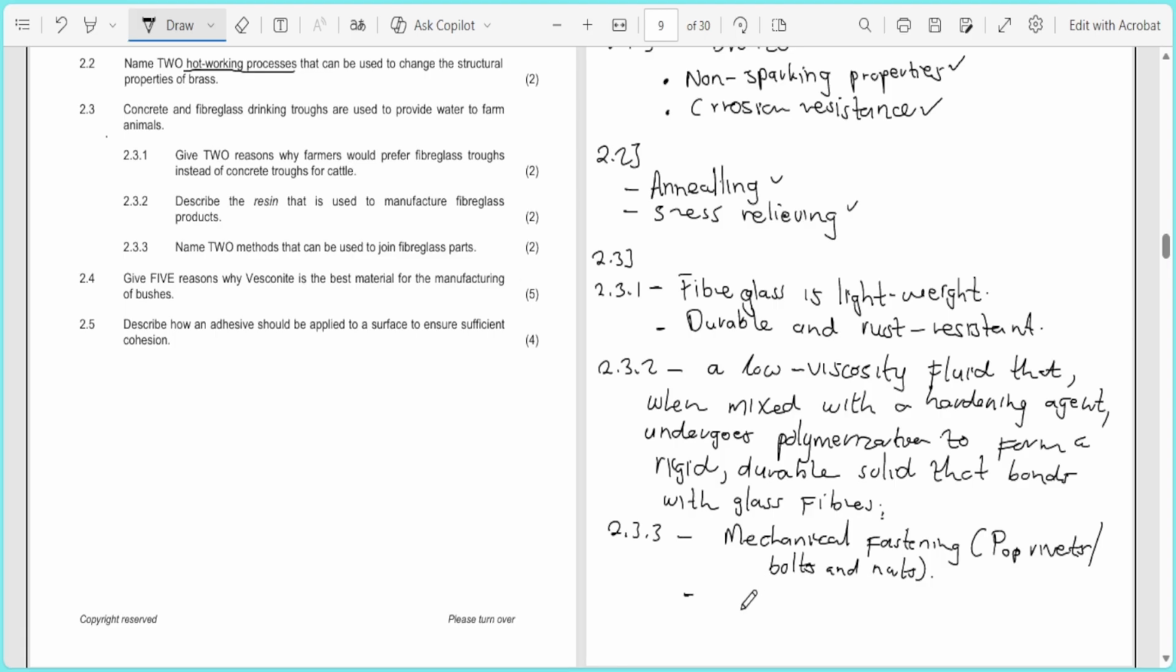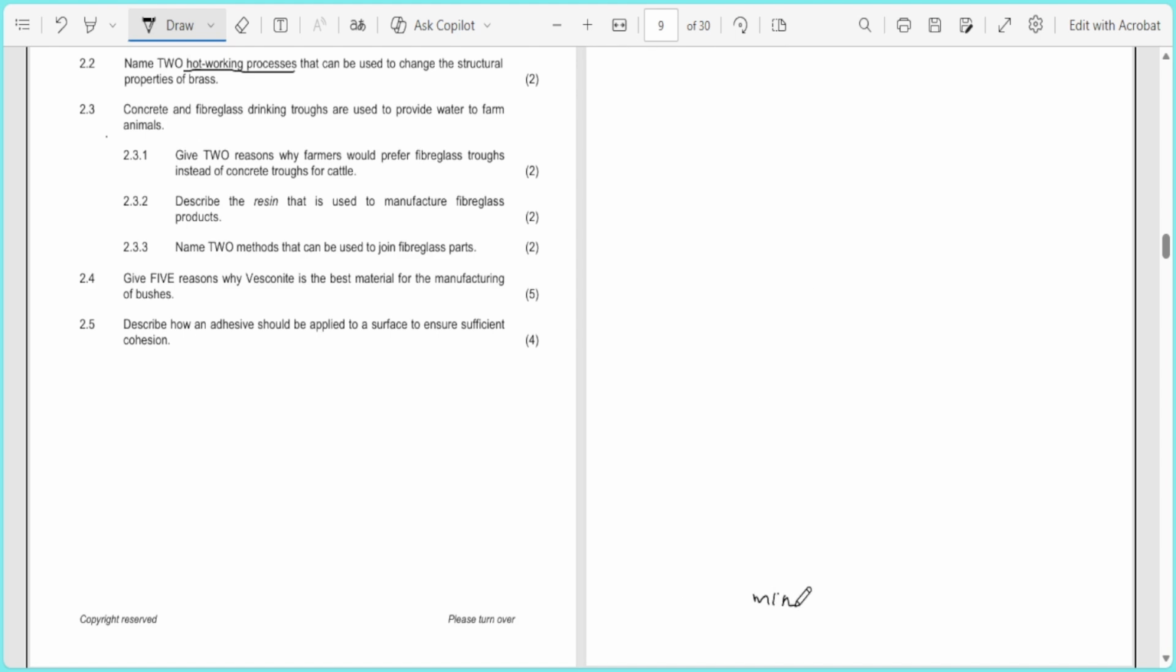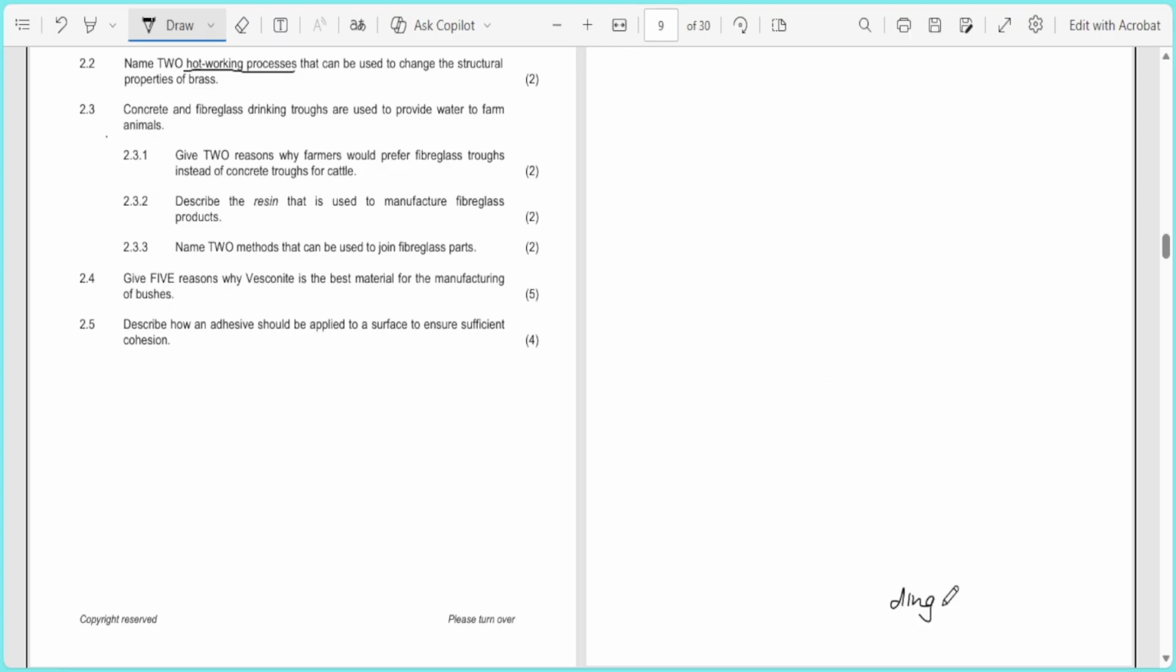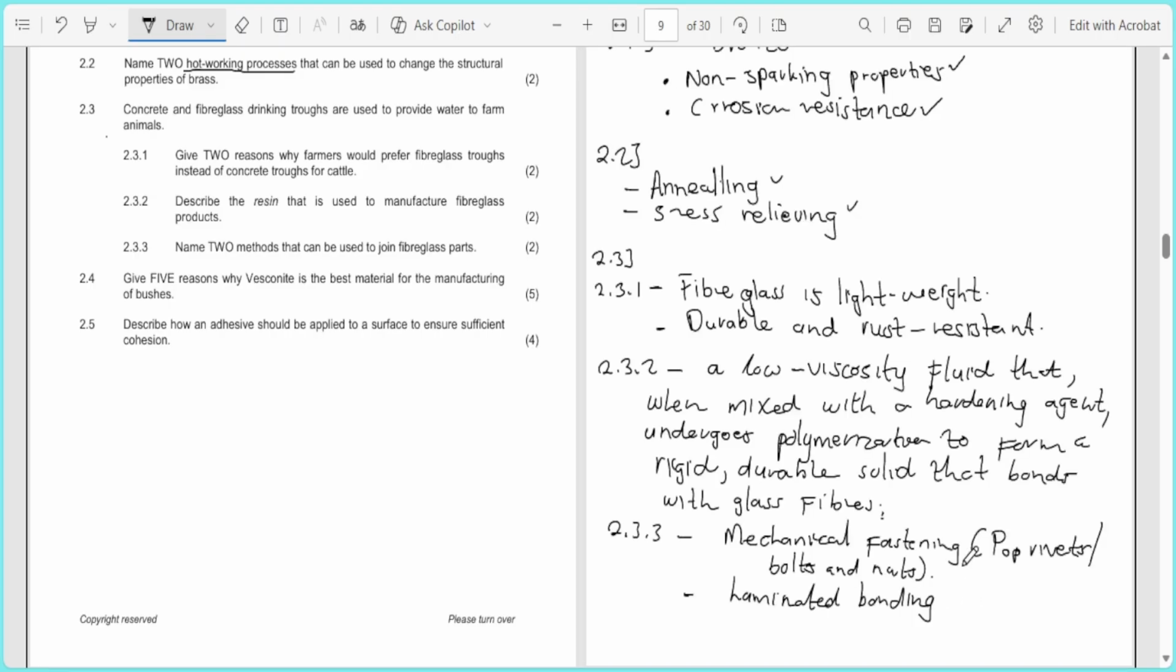We also have laminated bonding. This involves a process where we overlap the fiberglass matting with fresh resin. Then it creates a seamless monolithic joint that is often stronger than the original material. So these are the two methods that can be used to join fiberglass parts.